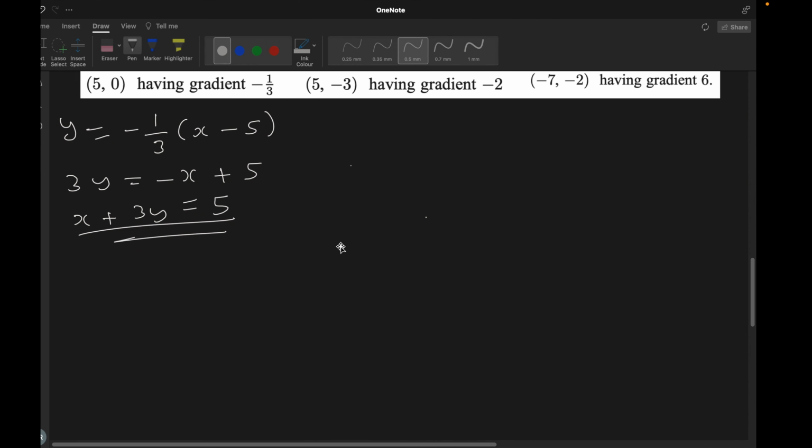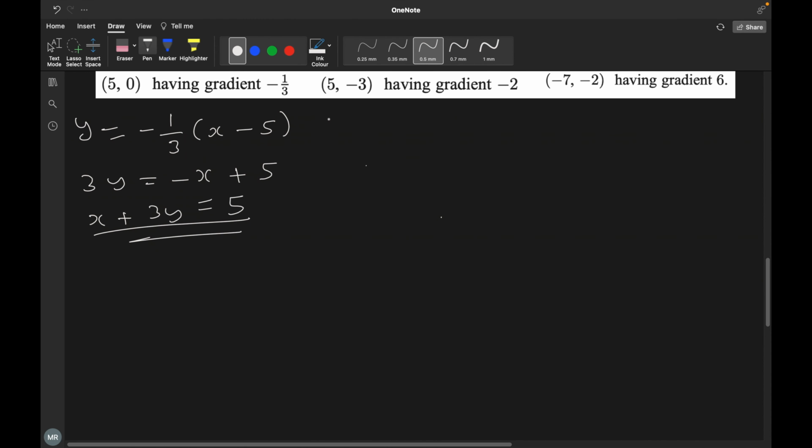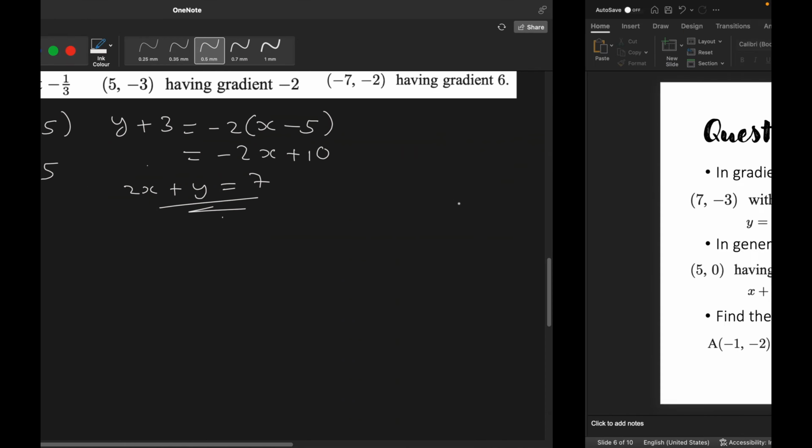Let's solve the next one. Same formula. Plus 3 because negative equals negative 2 into x minus 5. Let's expand this. And then let's bring the x term to this side. So 2x plus y. And then this to this side. Equals 7. So that's our answer.